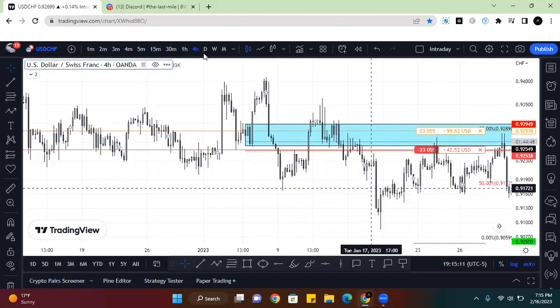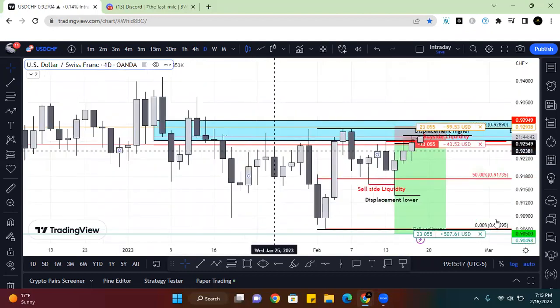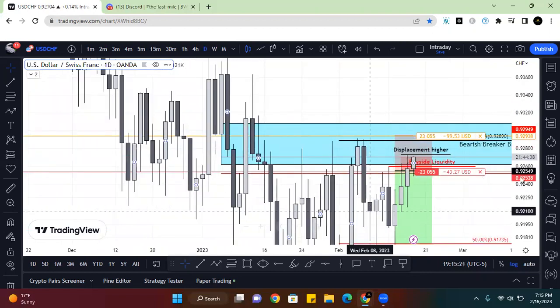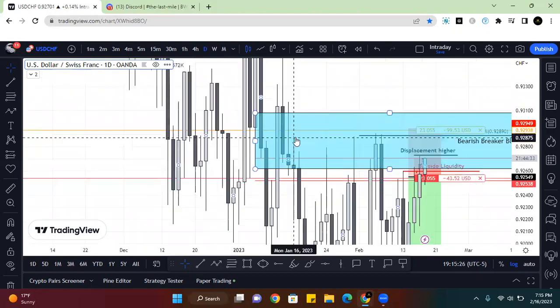We're also inside of a daily fair value gap, if I remember right. It's prompting me to get into this trade. There was, if I remember right, a daily fair value gap. Give me one moment. Zoom out. But it wasn't a daily fair value gap.